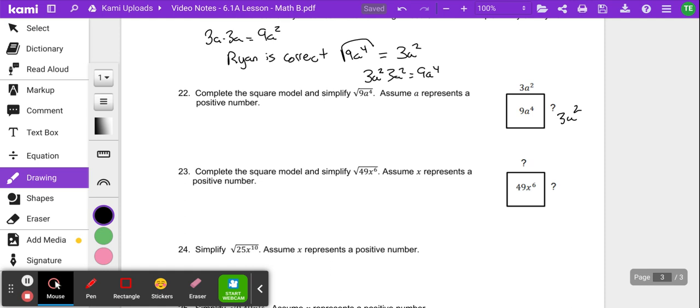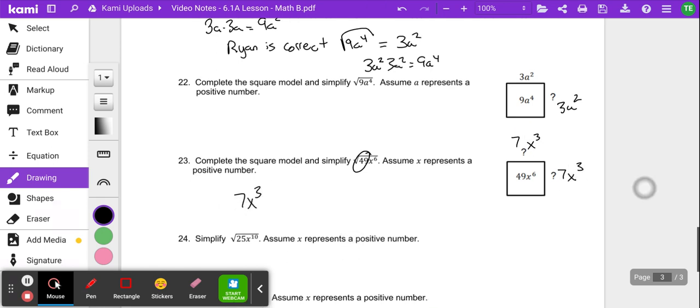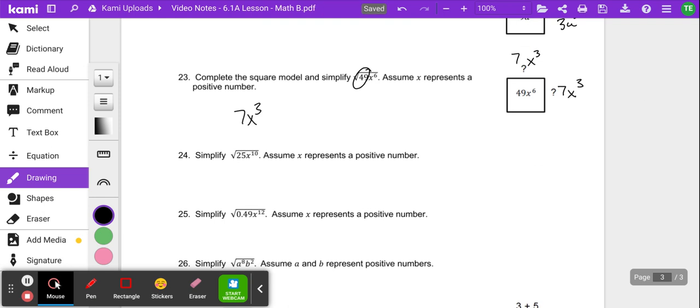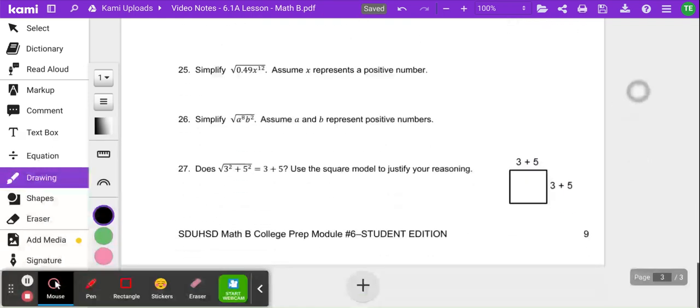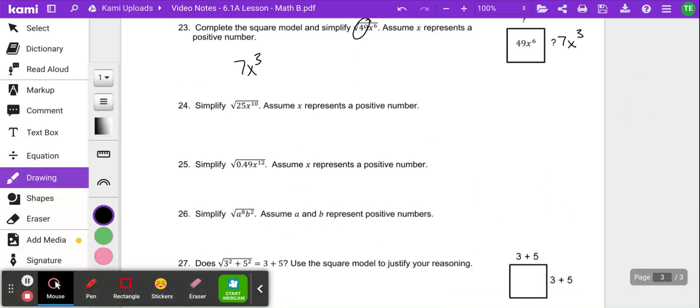All right, here I have to think 49. 49 is 7 times 7. What's going to get me to x to the 6 is x cubed and x cubed. So I get 7x cubed. Okay, so when I see this, I break it down. So why don't you pause the video and try the next 4 problems and then come back and check.